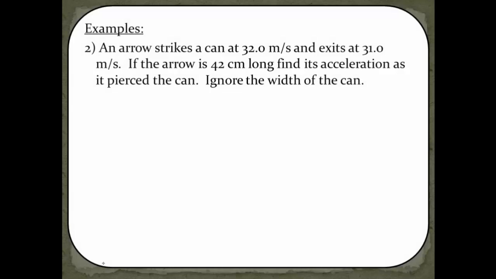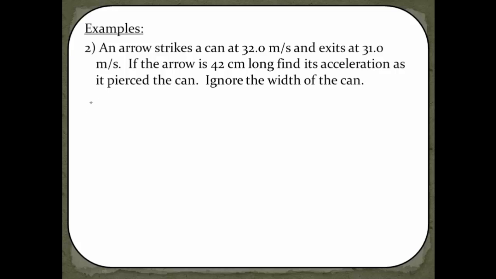An arrow strikes a can at 32 meters per second and exits at 31 meters per second. If the arrow is 42 centimeters long, find its acceleration as it pierced the can. Ignore the width of the can. So that's super nice. The question writer is saying, don't worry about the width of the can, because when you have to deal with that, then there's some acceleration that happens through the can, and then actually through the empty part of the can, and the other part of the can, and so on. It's a much more intricate question when you have to deal with that. So, yay, thank you very much.